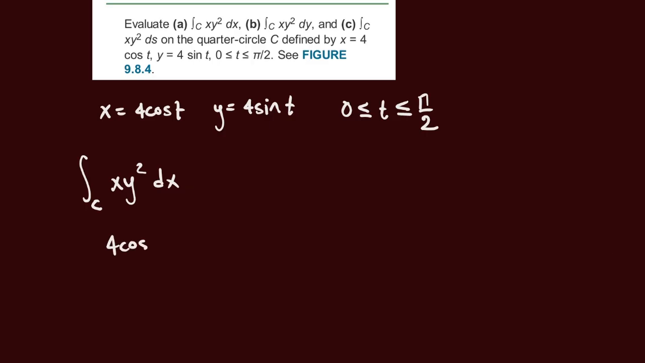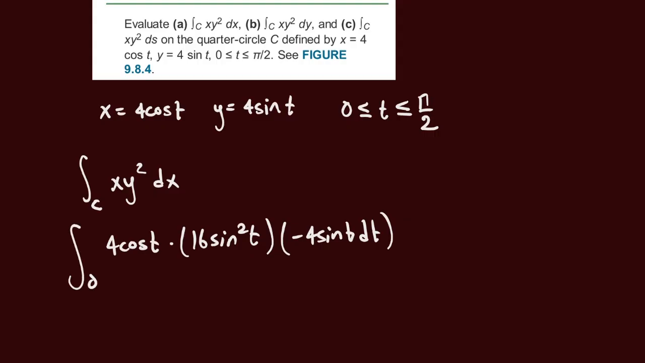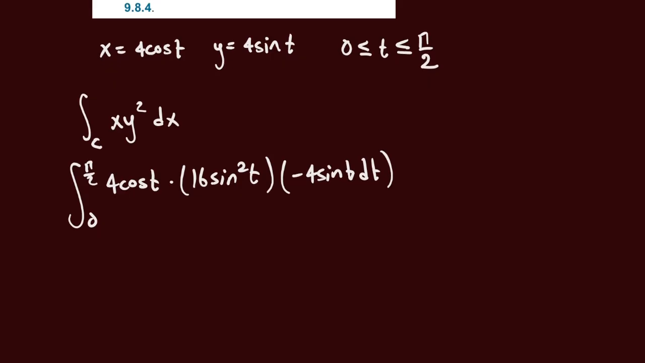So it'll be 4 cos t times 16 sin squared t, and then differentiate dx. So it'll be minus 4 sin t dt. Alright, and we're integrating from 0 to pi over 2 because that's the range for t. And this gives us minus 256 sin cubed t cos t dt.